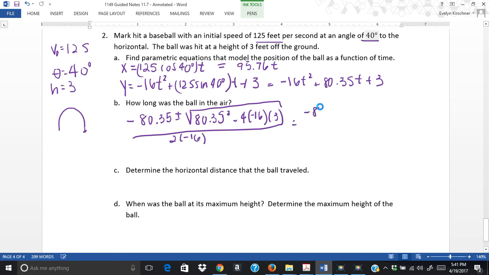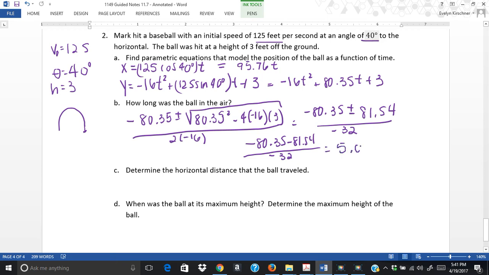So I have negative 80.35 plus or minus, if I put this in my calculator, add it up and find the square root, it's approximately 81.54, over a negative 32. So I have a negative on the bottom, so I need a negative on top, so the plus isn't going to work because this is bigger than that. So I need to use the one that's negative 80.35 minus 81.54 over negative 32. That'll give me a positive number, and that gives me that it took 5.06 seconds.